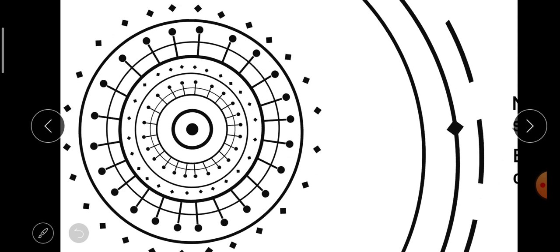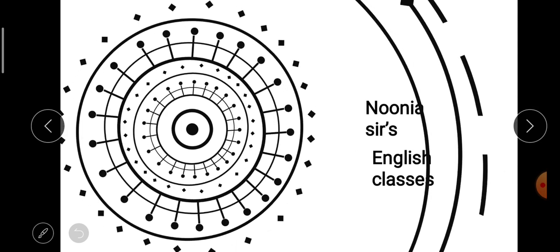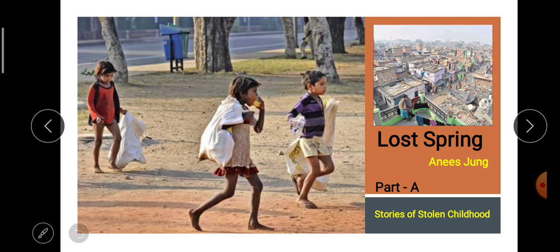Today we'll study the second chapter of grade 12, entitled Lost Spring. The chapter is written by Anees Jung, who is an Indian author, and this chapter is divided into two parts. The first half focuses on the plight of the rag pickers in Seemapuri, and the second half centers around the bad condition of bangle makers in Firozabad. In this video, we'll study exclusively just the first half of the chapter.